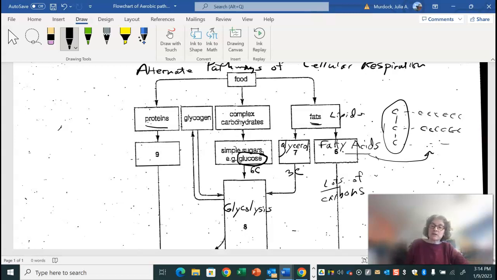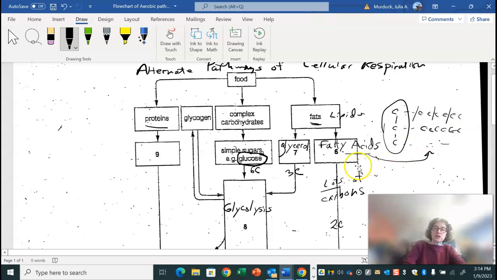And you remember that what we do is we cut them into 2 carbon pieces. The enzymes take a fatty acid, then cut them into 2 carbon pieces. Lots of them from 1 fatty acid. You can get a lot out of that. So the 3-carbon glycerol kind of goes into glycolysis.